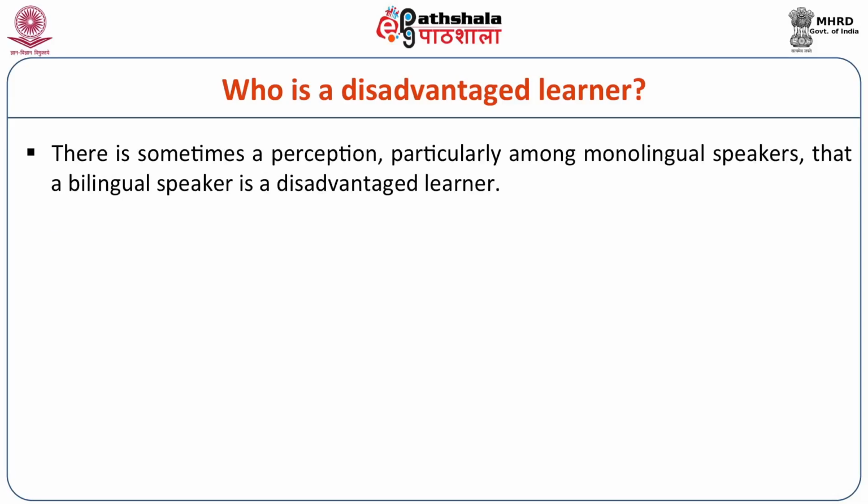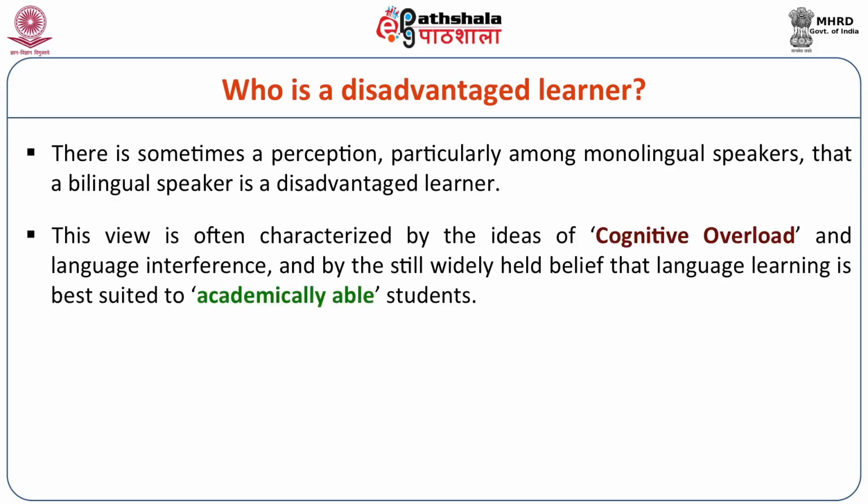There is sometimes a perception, particularly among monolingual speakers, that a bilingual speaker is a disadvantaged learner. This view is often characterized by the ideas of cognitive overload and language interference. These are two main points: cognitive overload and language interference. That one language already learned comes in the way of learning the second language when you learn it, and by the still widely held belief that language learning is best suited to academically able students.